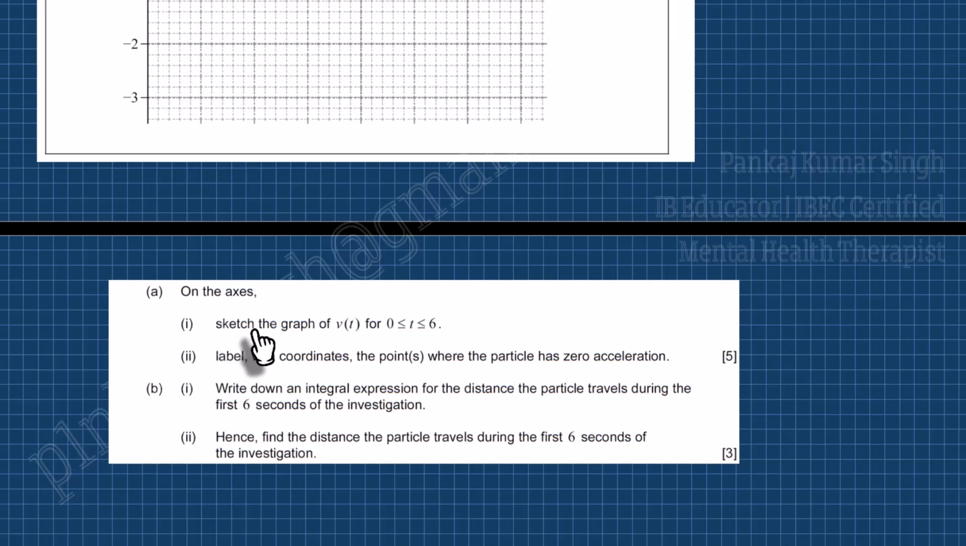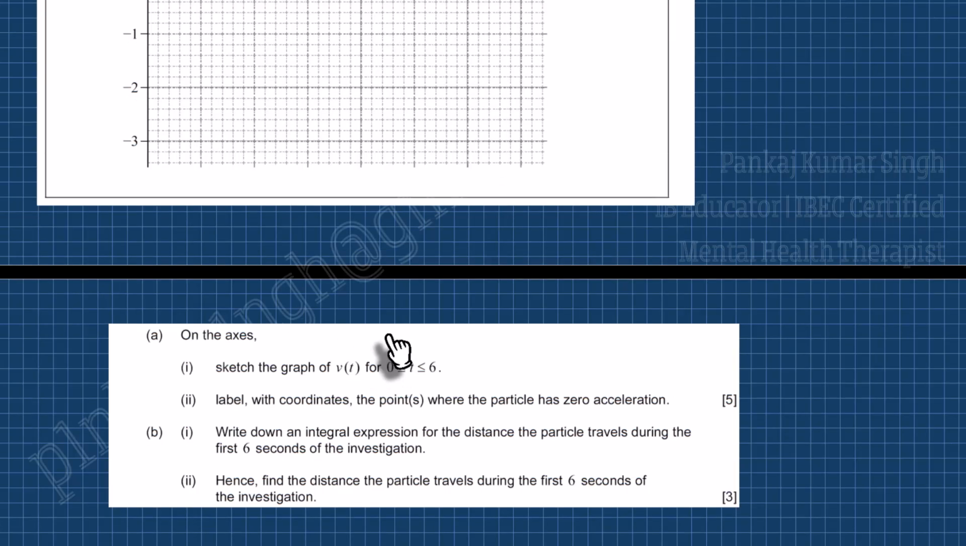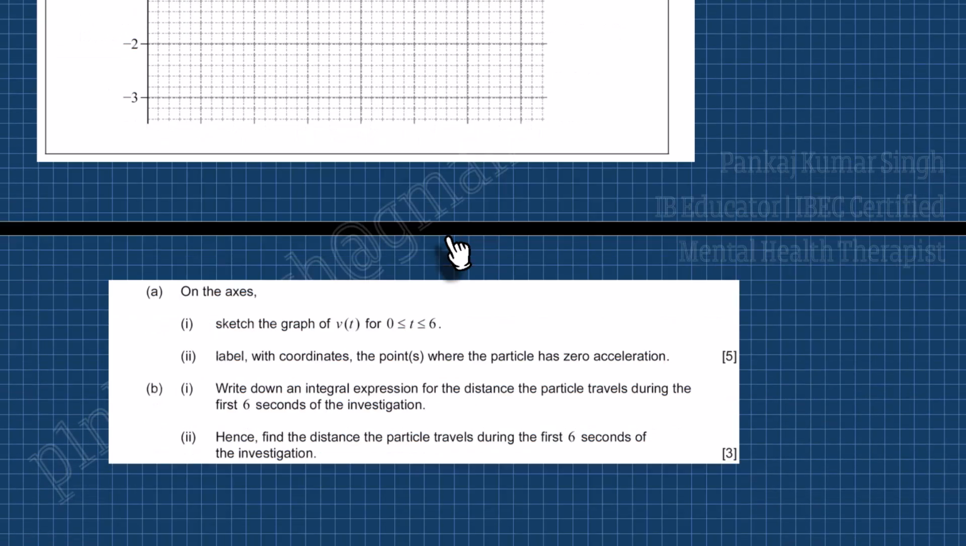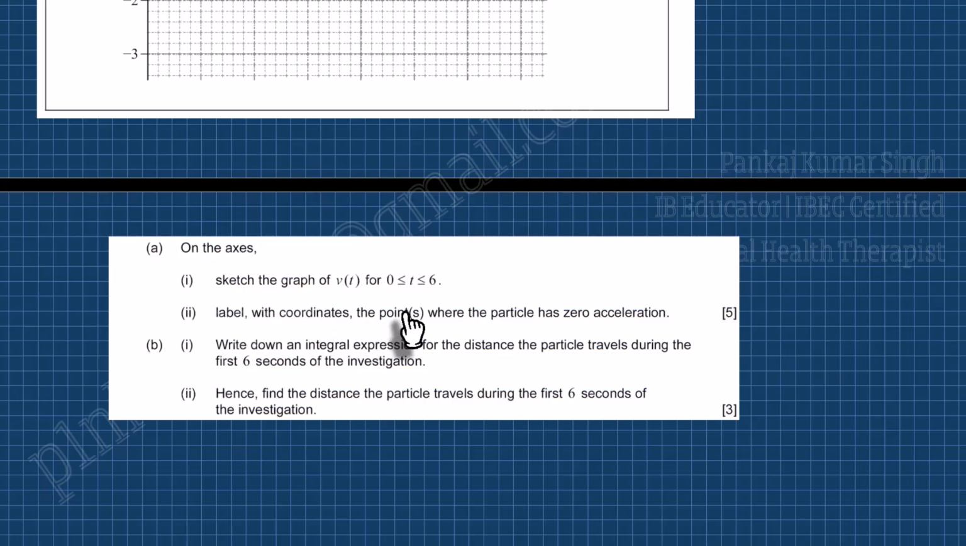Going further, we need to sketch the graph, which basically means that I'm going to use the calculator and update all the information that I get from the calculator, like the maxima, minima, and also any point of inflection, the roots, and all of that onto this graph. Then, label the coordinates of points where the particle has zero acceleration.